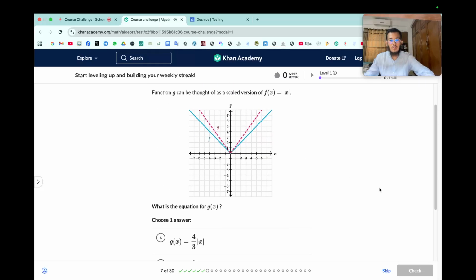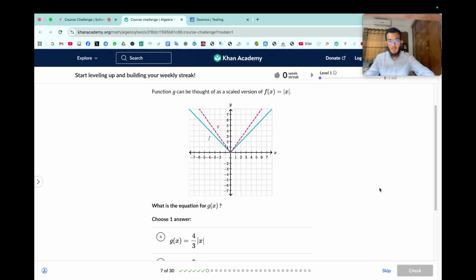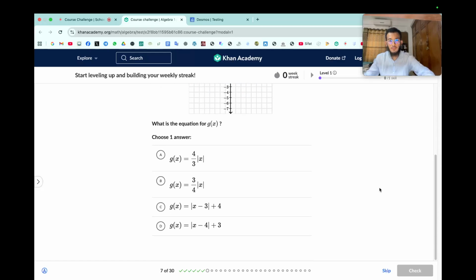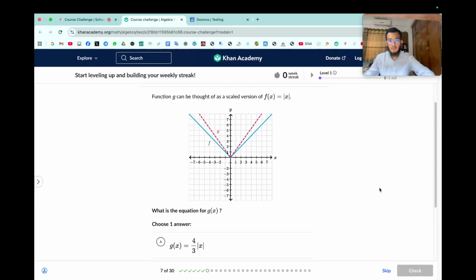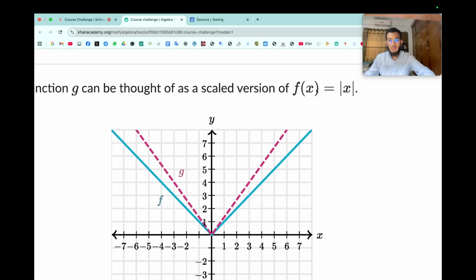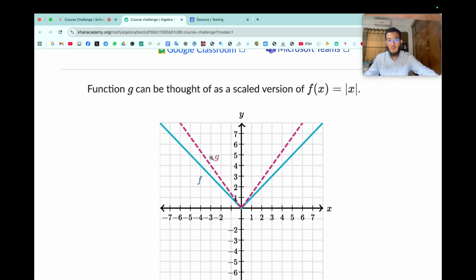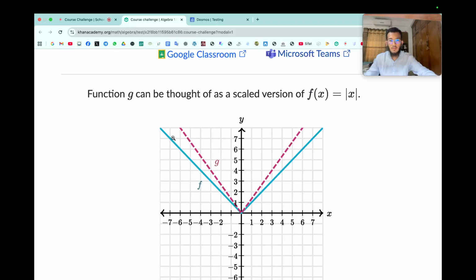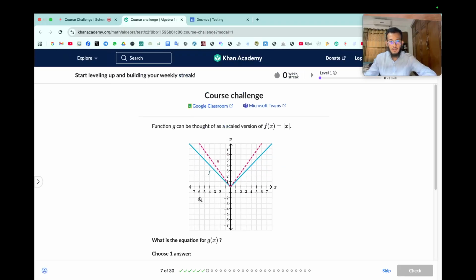All right, next question. Function g can be thought of as a scaled version of f(x) equals modulus of x. What is the equation for g of x? So g can be thought of as a scaled function of f(x), which is modulus of x. So what is the difference? We have the same point, but if we take a particular value, we'll get the difference.